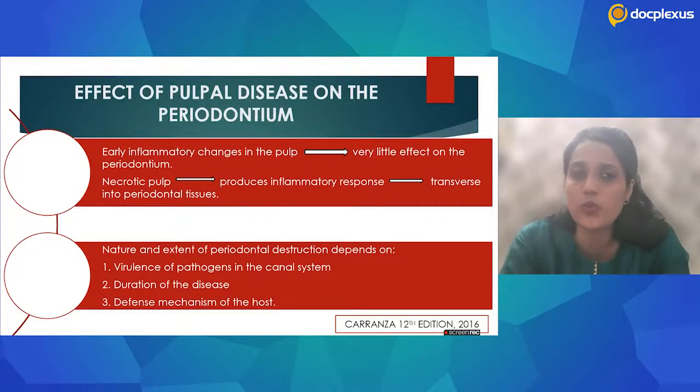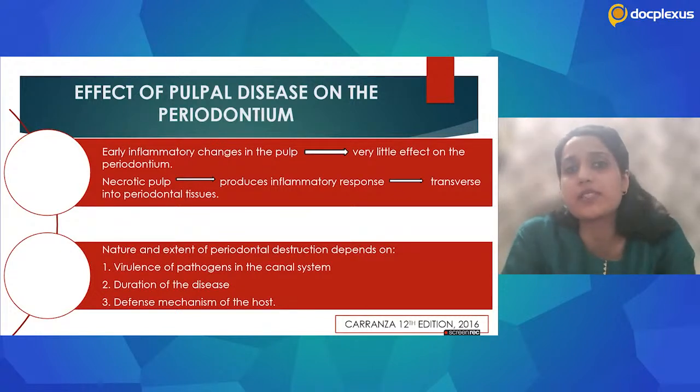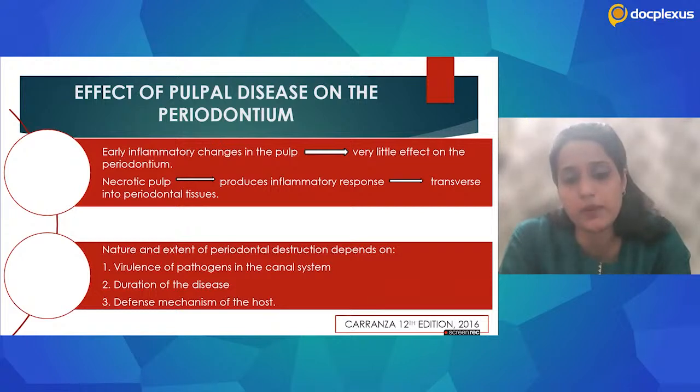We'll discuss in two ways. What are the effects of pulpal disease on the periodontium, and what are the effects of the periodontium on the pulpal disease? Since we all know there are dentinal tubules, accessory canals, and too many factors that we have seen already, which are responsible for making a communication between pulpal and periodontal tissues. So there is definitely a connectivity between pulp and periodontium, and there is definitely an effect.